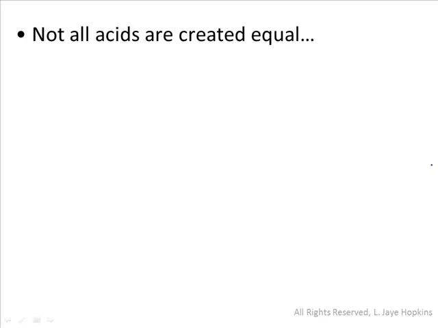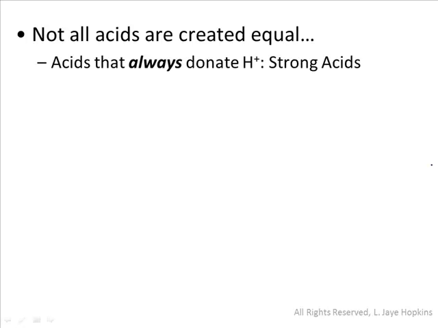Once we've learned how to recognize acids, it is important to consider that not all acids are created equal. In other words, while all acids, according to the Bronsted-Lowry definition, donate hydrogen, some do a better job of donating hydrogen than others. Acids that always donate their hydrogen 100% of the time are what we call strong acids. So an example of a strong acid is something like hydrochloric acid. Hydrochloric acid donates hydrogen every time.